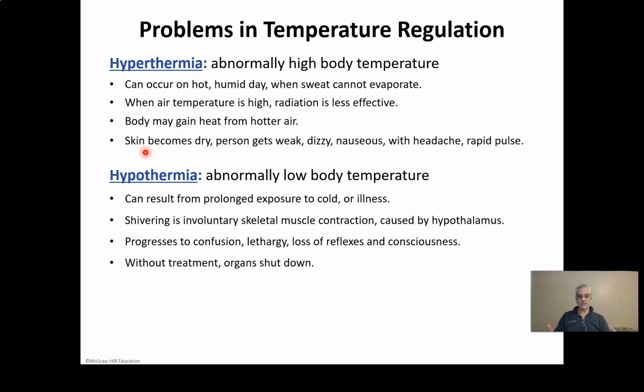Hyperthermia will affect the body. These conditions, hyperthermia and hypothermia, mean that your body is not regulating its temperature adequately. That means you're supposed to be 37 C.